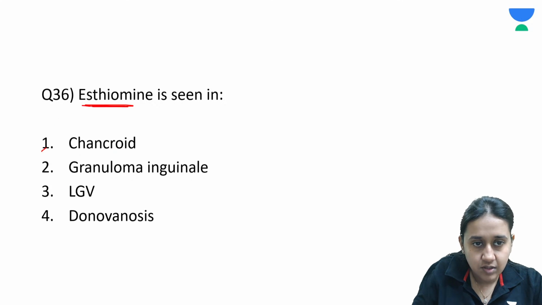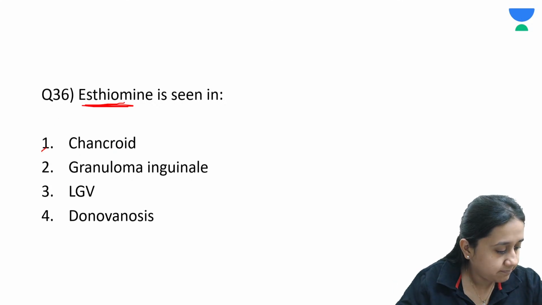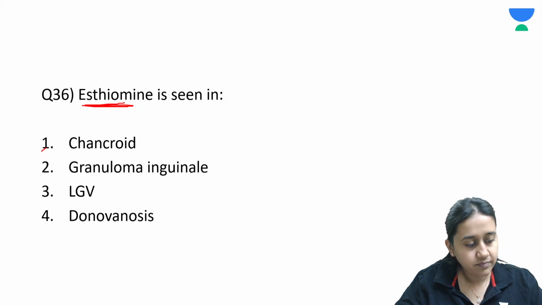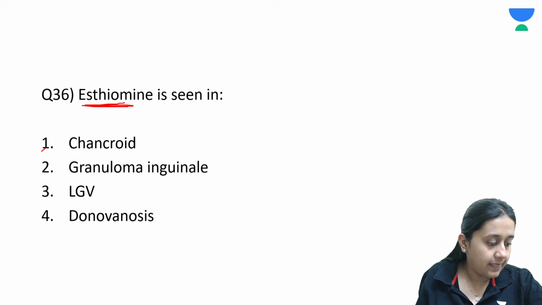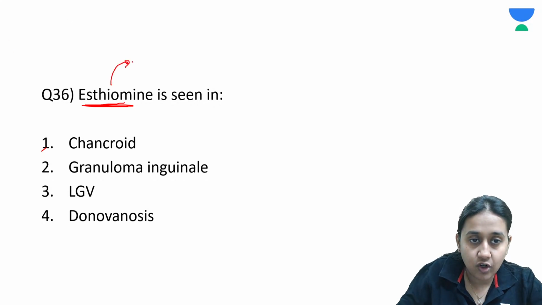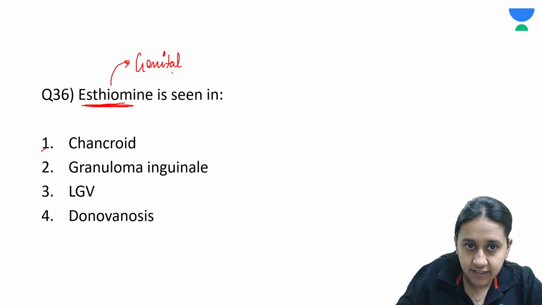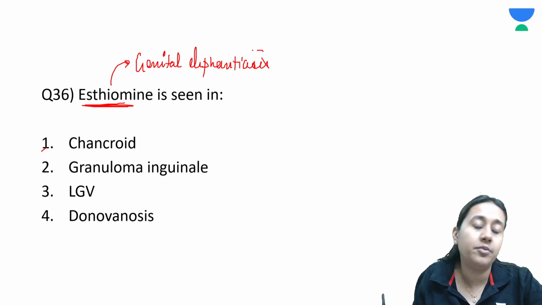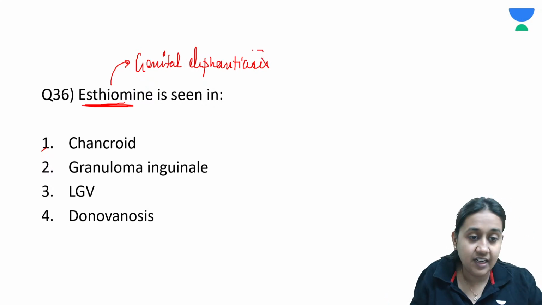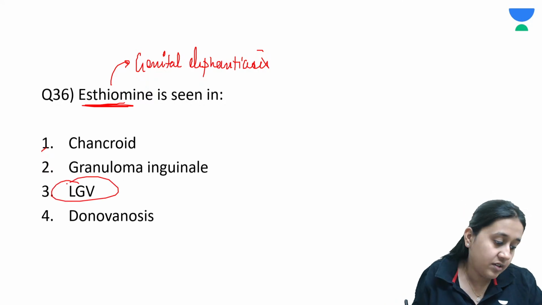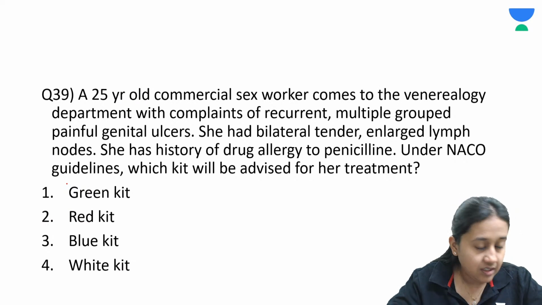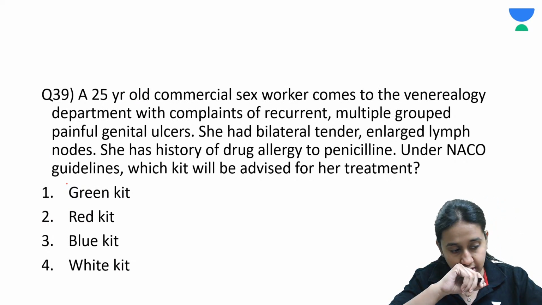Bubo. What is a bubo? Very nice, all of you. The word esthiomene is used for genital elephantiasis, where there is swelling, thickening or deformity of the female genitals, and it is a very classical feature of lymphogranuloma venereum. Next question.